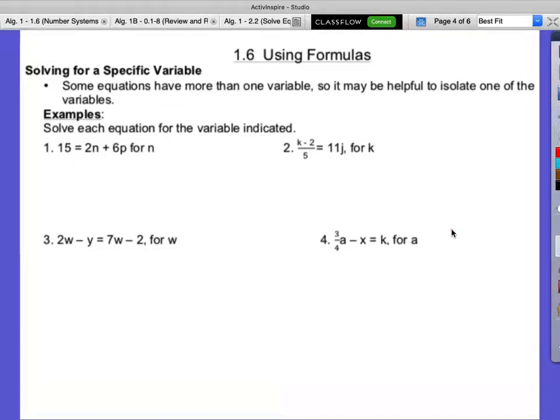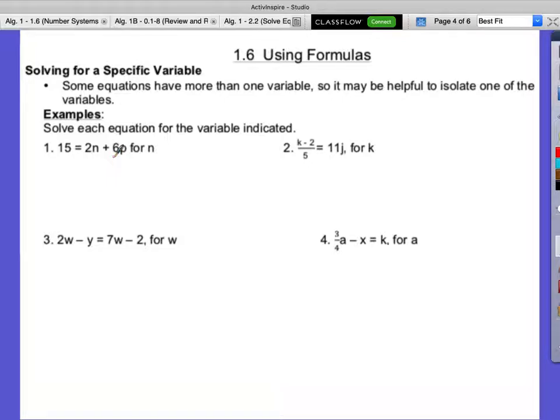Example: solve each equation for the variable indicated. 15 equals 2n plus 6p, for n. What variable are we trying to get by itself here? N. Okay? So, we're going to think of this very similarly as if this was 15 equals 2n plus 6, even if this p wasn't there. We're going to solve it very similarly to that. We're just going to get n by itself.